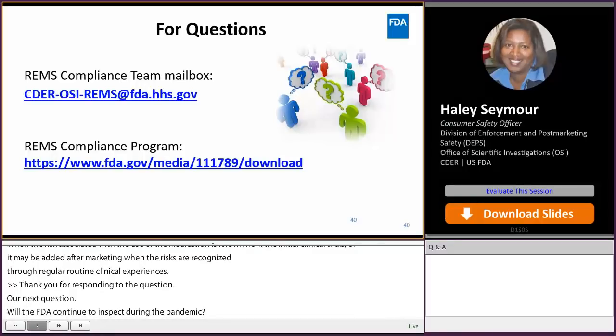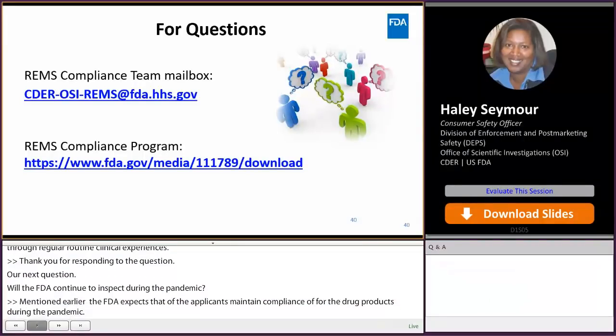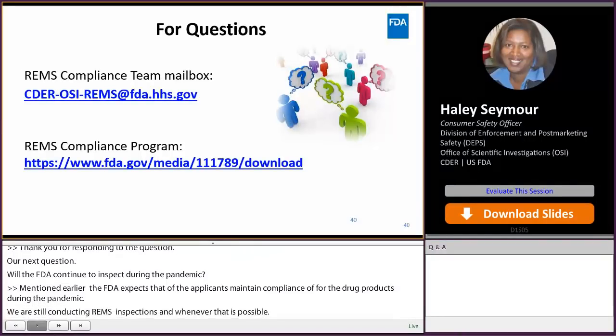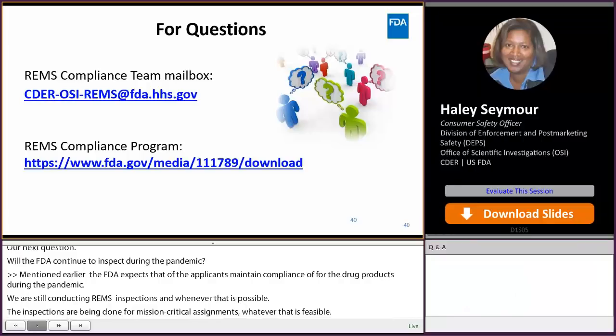As I mentioned earlier, FDA expects that applicants maintain compliance for drug products during the pandemic. We are still conducting REMS inspections whenever that's possible, and the inspections are being done for mission critical assignments whenever that is feasible. The Office of Regulatory Affairs is using all the available resources, including the use of remote regulatory assessments to complete assignments, but we're doing that on a case-by-case basis.